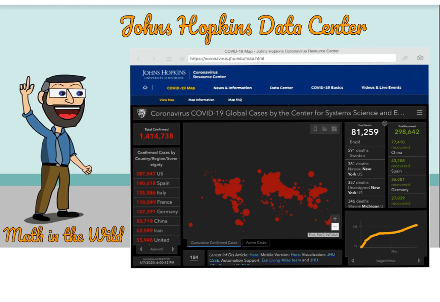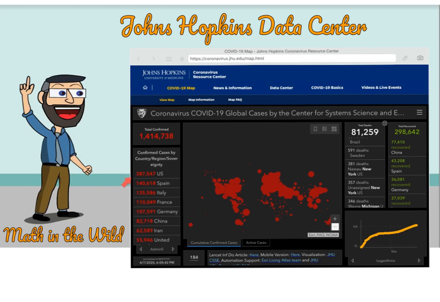Some of the numbers quickly that you can see here on your screen are the total number of confirmed cases, which is right around 1.5 million right now. You have the confirmed cases by country, region, or sovereignty. You can see the U.S. has the most confirmed cases with 387,000 approximately confirmed cases, right ahead of Spain, Italy, and France.